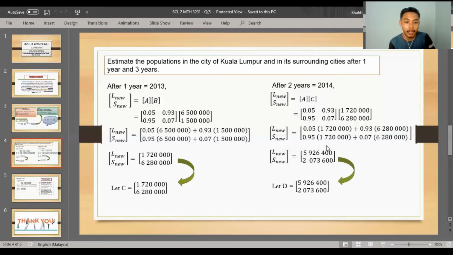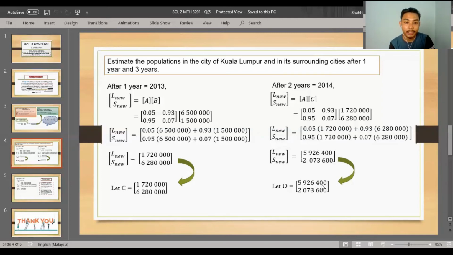This new population is in 2014, which for Kuala Lumpur, 5.9764 millions is the population in Kuala Lumpur, and 2.0736 millions is the population in the surrounding cities. So let's say that we can change this into a new matrix, which is matrix D. So here is the matrix D.